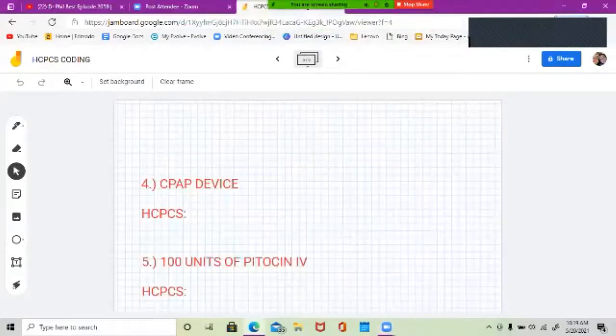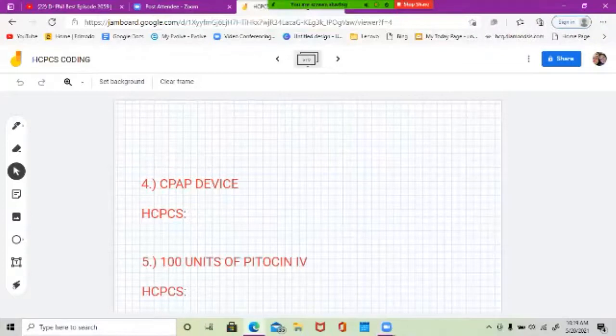Okay. Number 4 says a CPAP device. So this is very simple. You're just going to your index and you're going to look up CPAP. It's right there. Nice. E0601.